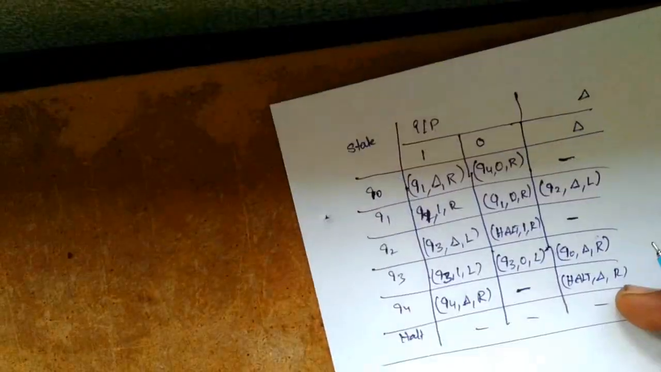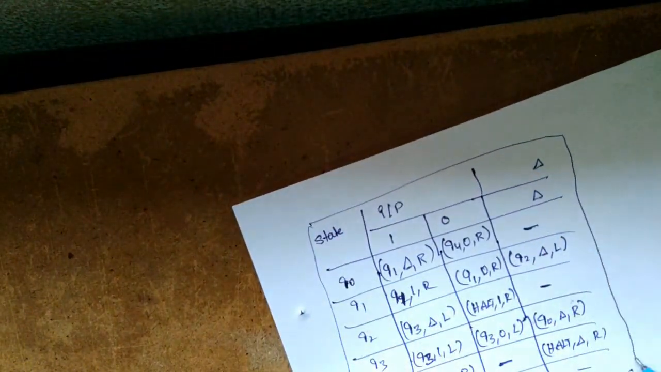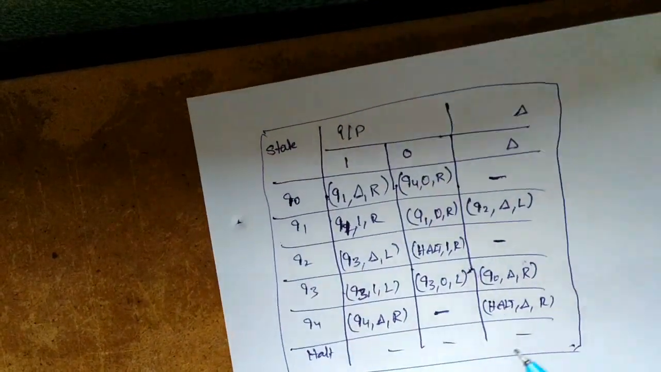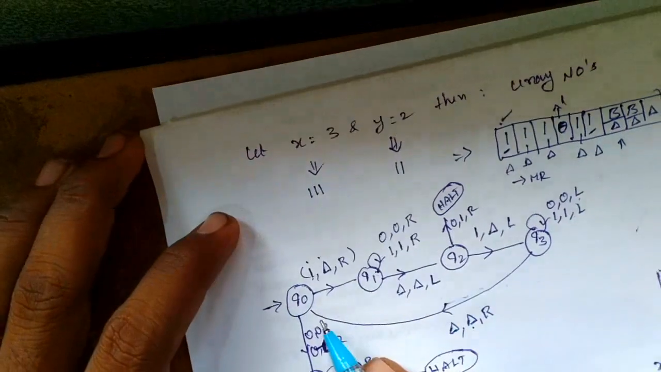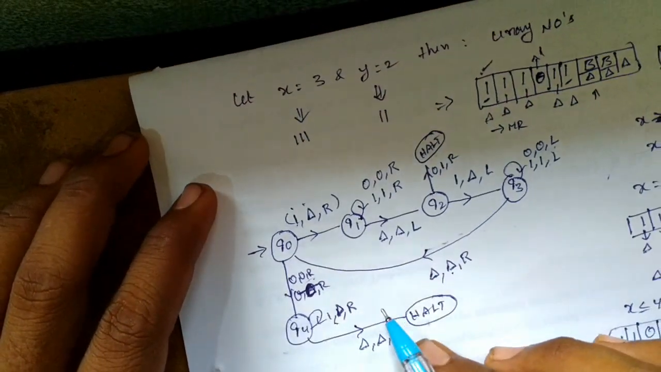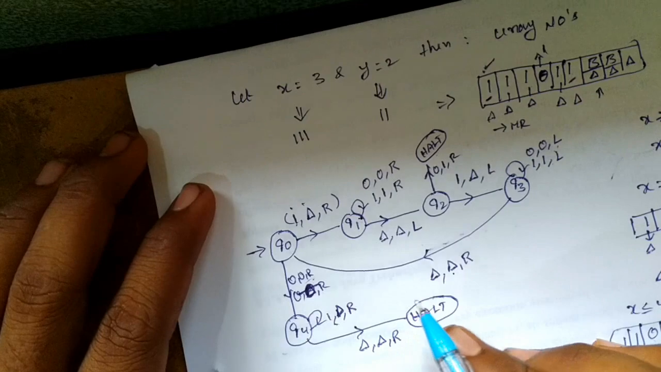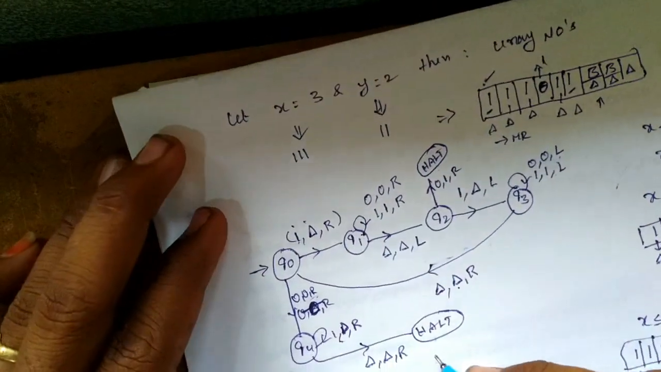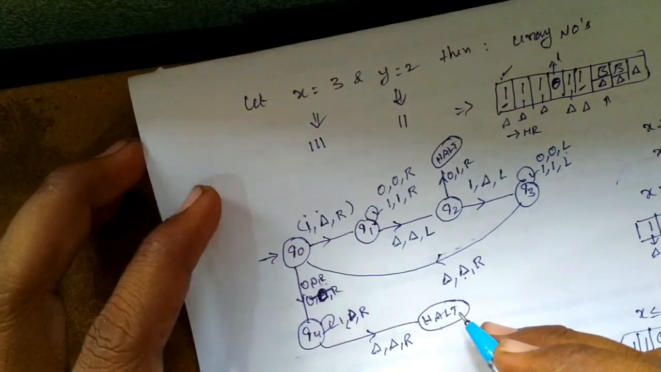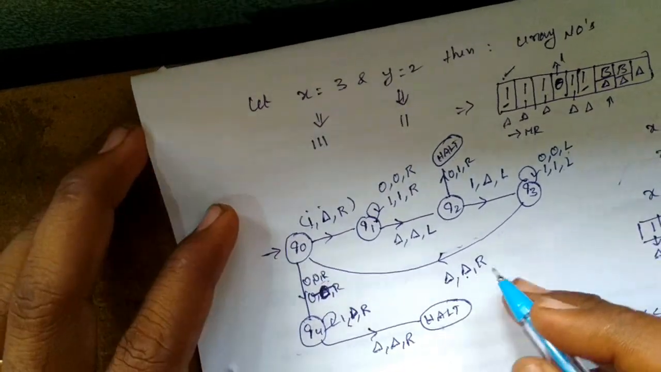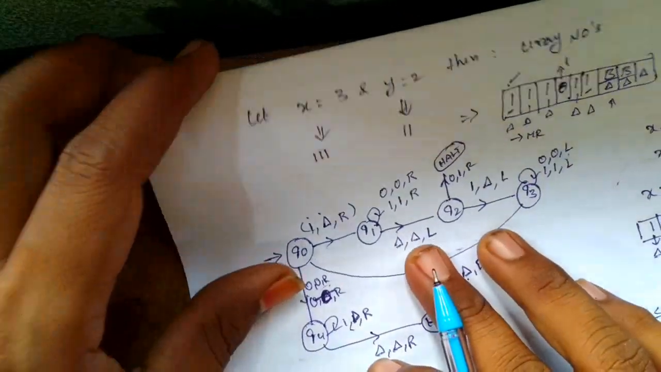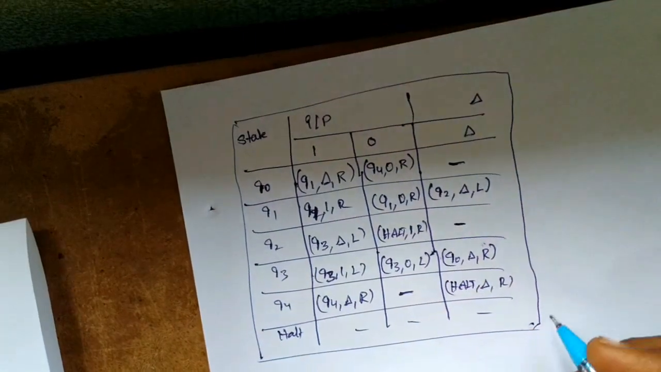So this is the transition table for the Turing machine constructed for subtraction of two numbers. We are constructing a transition diagram for a Turing machine which represents subtraction and satisfies two functions: f of x comma y equals x minus y if x is greater than y, and f of x comma y equals 0 if x is less than or equal to y. So this is the transition diagram and this is the transition table.